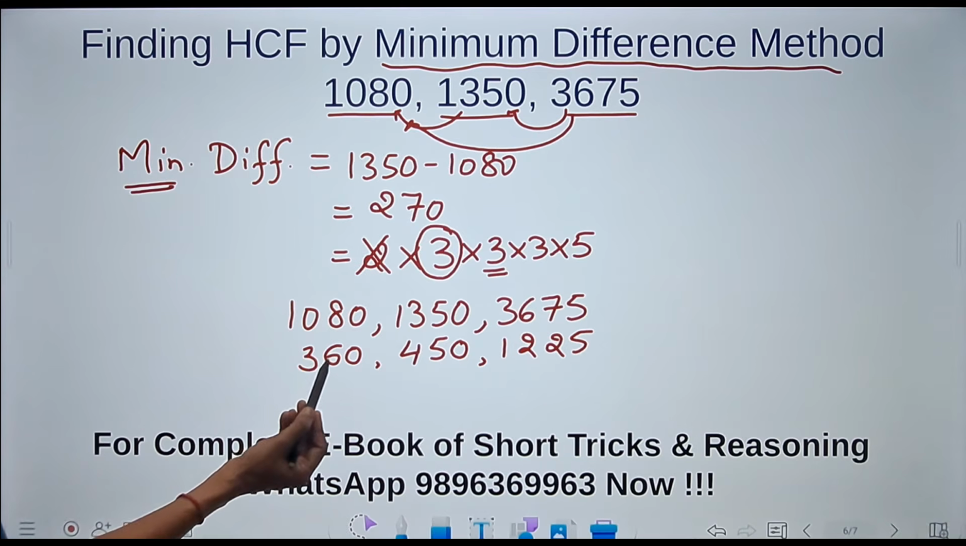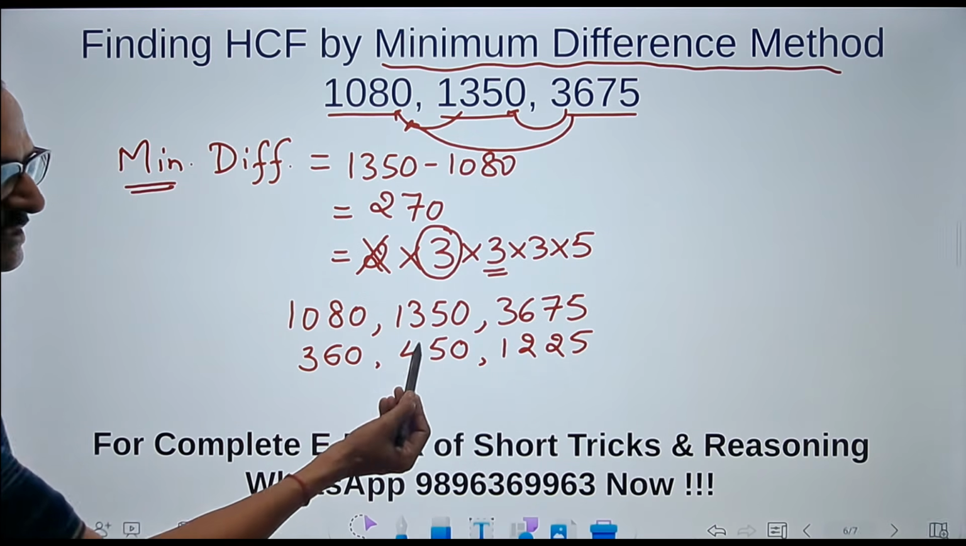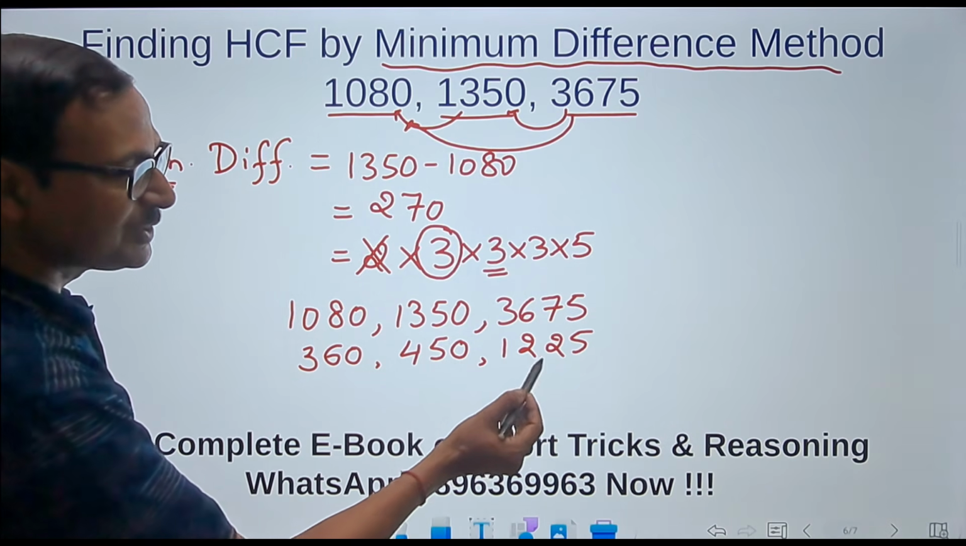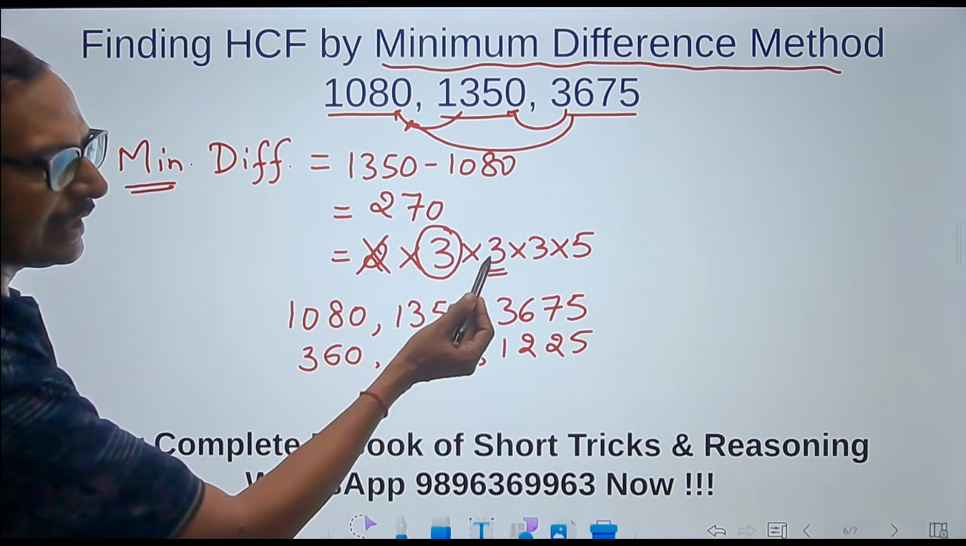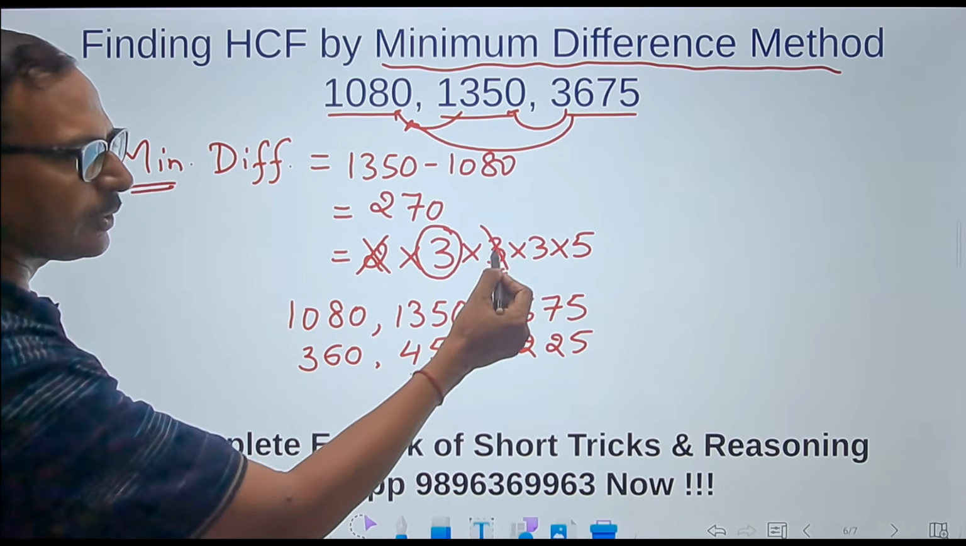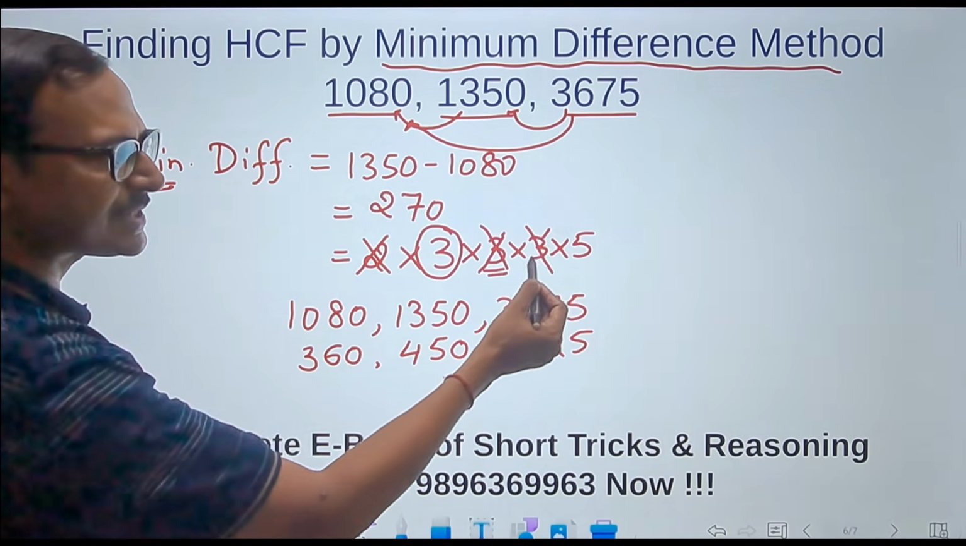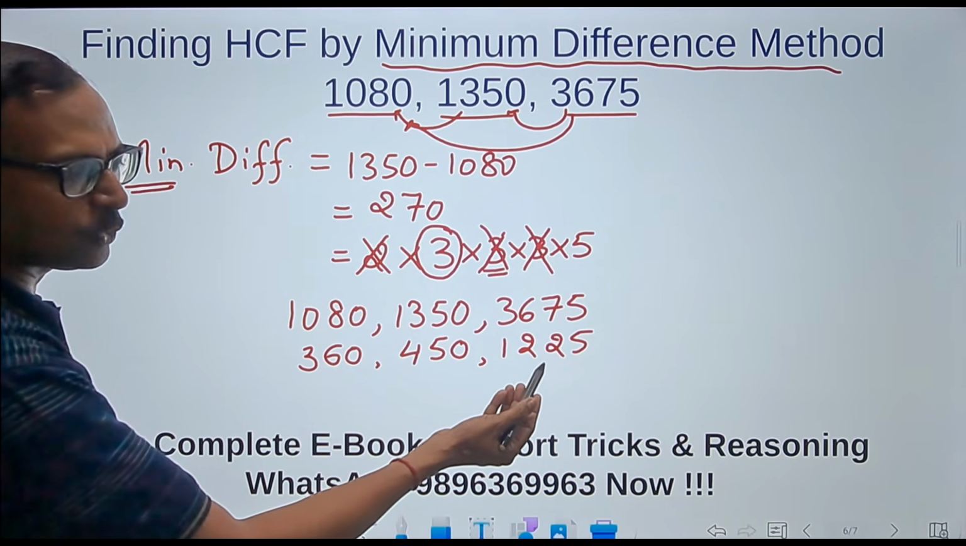Now let's consider the next factor 3. Does it divide this? Yes, it does. 6 plus 3 is 9. 5 plus 4 is 9. Divisible. How about this? 5, 6, 7, 8, 9, 10. So this number is not divisible by 3. So the next 3 is cancelled out because it doesn't divide this. And automatically the next factor also gets cancelled out because it doesn't divide 1, 2, 5.